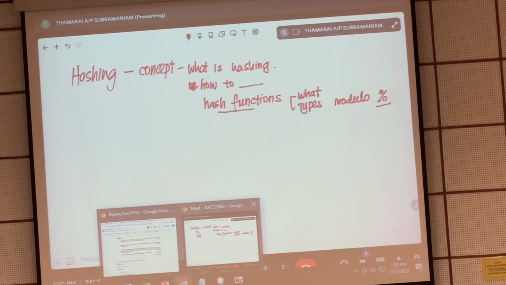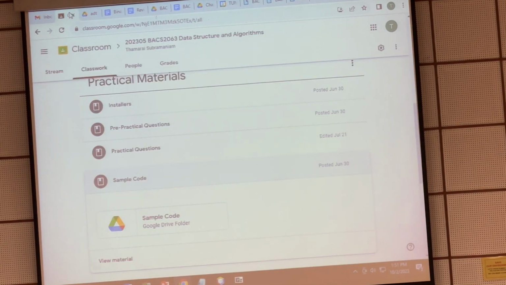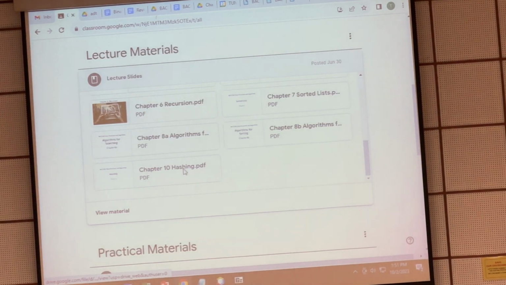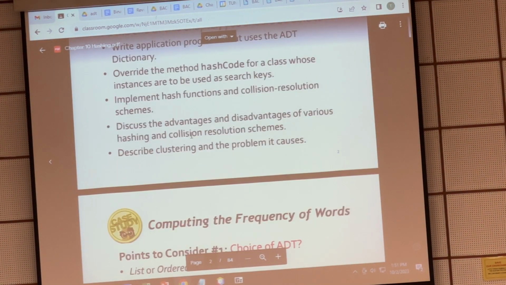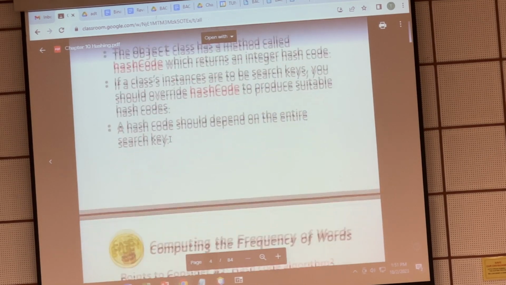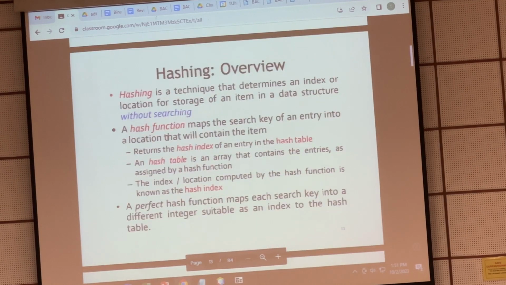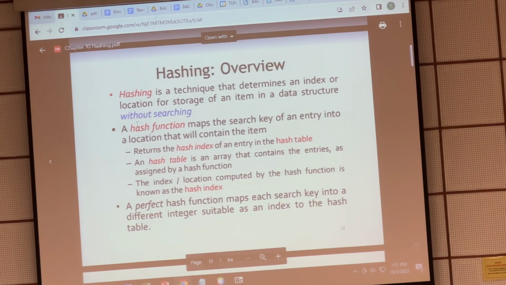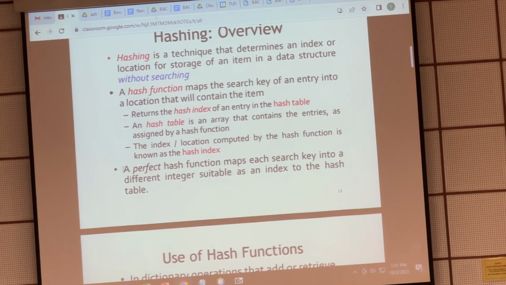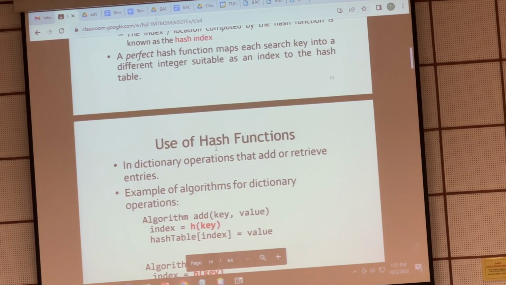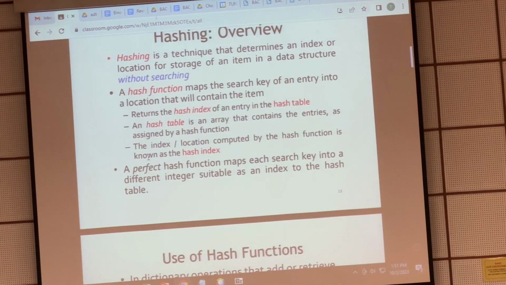We use modular, isn't it? Get the remainder. So just have examples of how to do it, and what are the things that you have to consider. Considerations. Do you have to go through all these calculations? Modular. So hash code, what is hashing? Dictionary, doesn't matter. Go through these slides. What is hashing? What is a hash function? What is a perfect hash function? Of course, you go through everything.